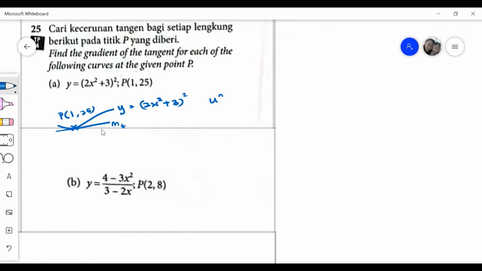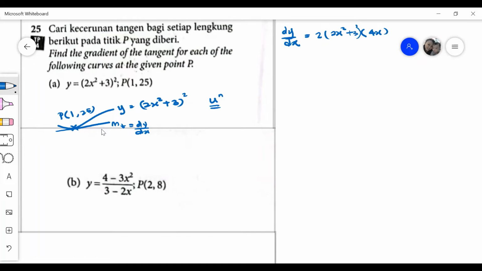So we know that m_T is basically dy by dx. So the first thing is to differentiate the y given. So dy by dx will be, since this is in the form of u to the power n, we apply the chain rule. So we have 2, left with power 1, do the outside, followed by do the inside. The inside will be 4x. Let's write properly: this is 2(2x squared plus 3), times 4x.